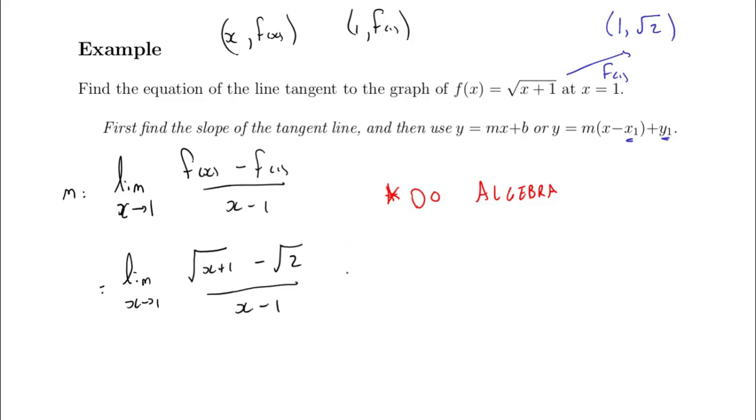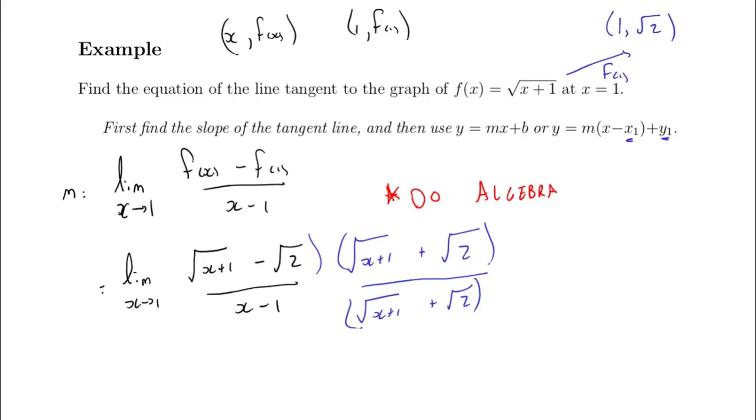I'm going to multiply on the top by the square root of x plus 1 plus the square root of 2. And I'll do that same thing on the bottom. And if you've done this for a little bit, you shouldn't have to think too hard about doing the distributive property on top. Because this is going to end up being a nice little pattern when it multiplies out to give us a difference of squares.